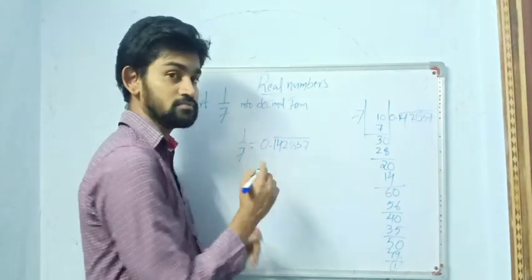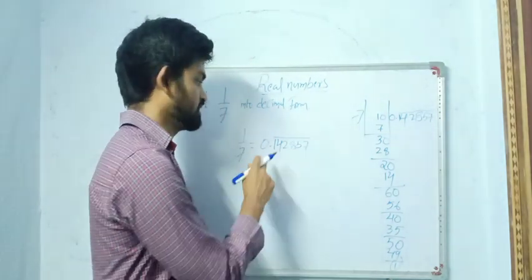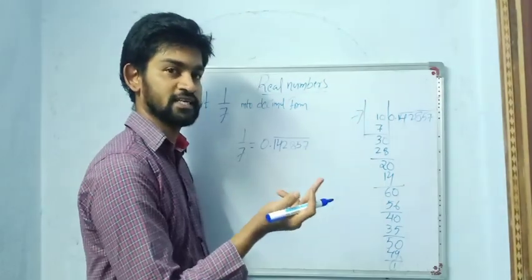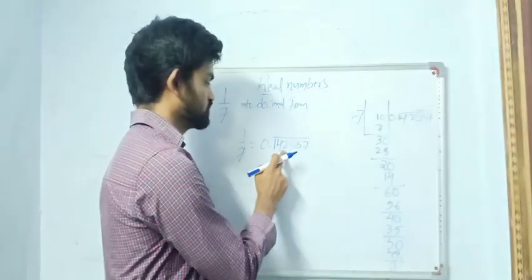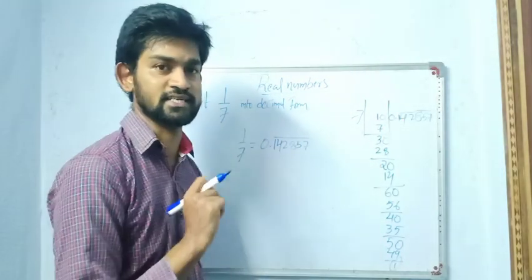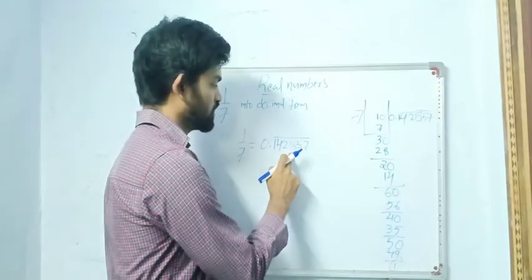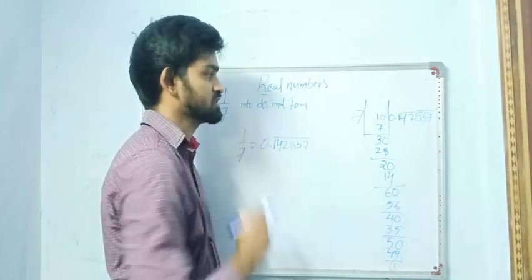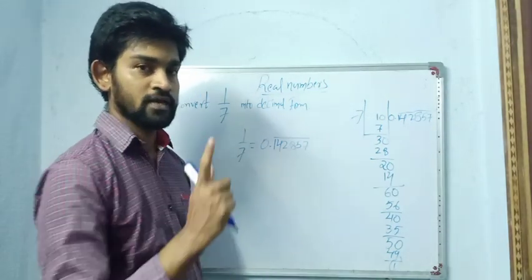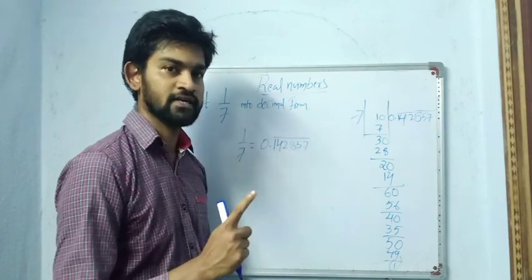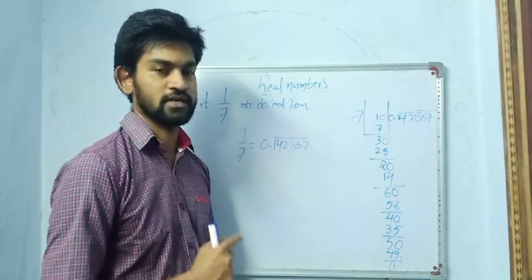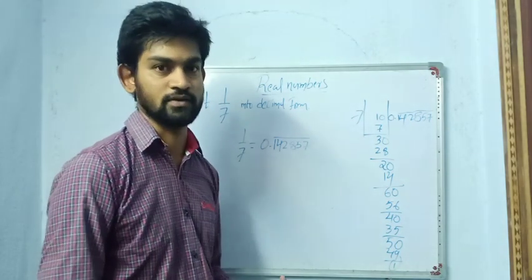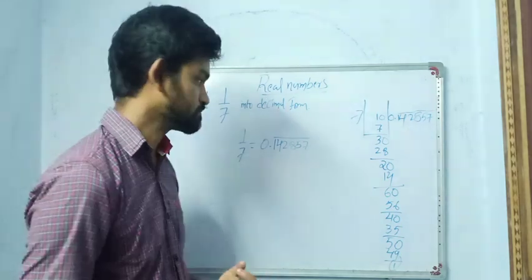Now, what is the period here? The period is 142857. What is periodicity? How many numbers are repeating? 1 2 3 4 5 6. So periodicity is 6, and the period is 142857. Children, you have to remember, if a rational number is not terminating, it always repeats. There are only two types. If the rational number is not terminating, it's a repeating decimal only. Keep this in mind.